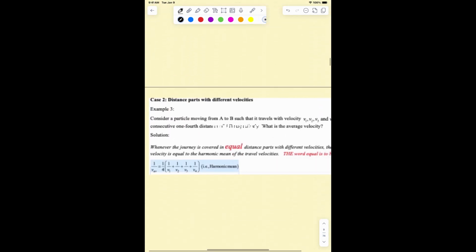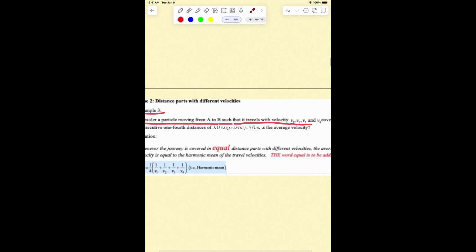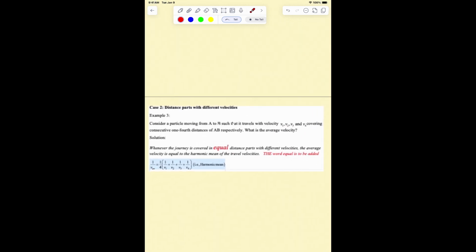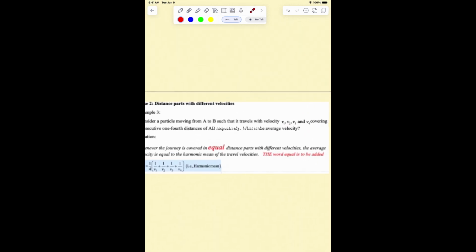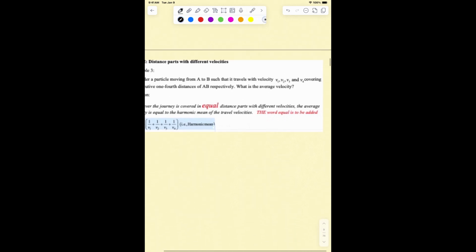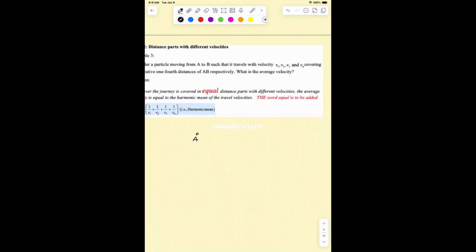This is a kind of question which deals with distance paths with different velocities. Now take this particular question and read it. Example 3. Consider a particle moving from A to B such that it travels with velocities V1, V2, V3 and V4 covering consecutive 1/4 distances of AB respectively. What is the average velocity? Let me explain the problem. There is a journey from A to B along a straight line, subdivided into 4 equal parts of distance: 1, 2, 3 and 4.